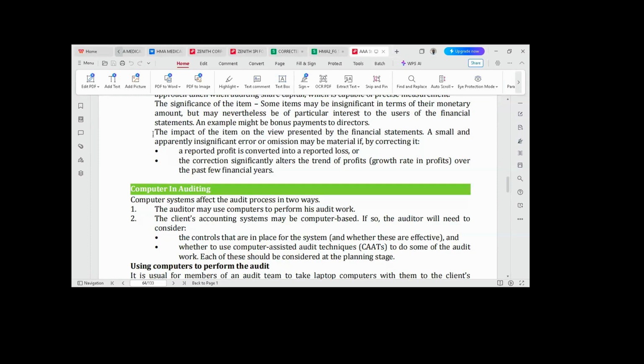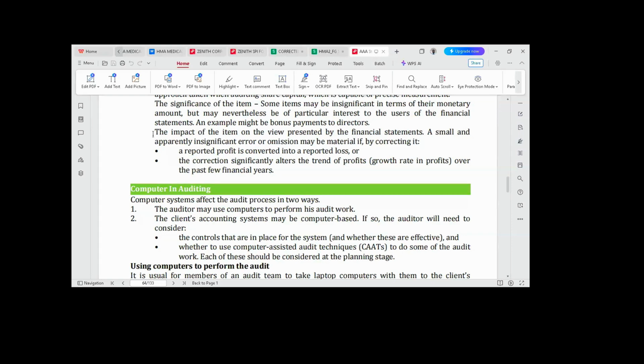Now, computer systems affect the audit process in two ways. One, the auditor may use the computer to perform its audit work. Two, the client accounting system may be computer based. So what that implies is that if your client is operating in a computer-based environment, two things are involved. One, the ability of the auditor to use computer to obtain audit evidence. Two, the client accounting system will also play an important role in whether the auditor is going to decide to use his computer system in that engagement or not.